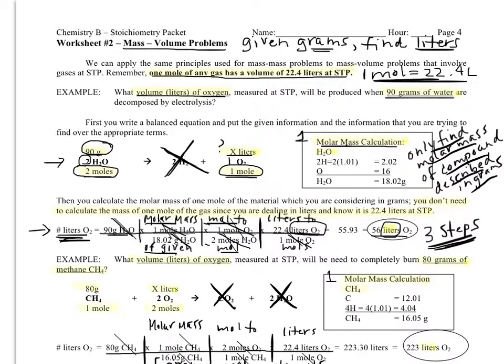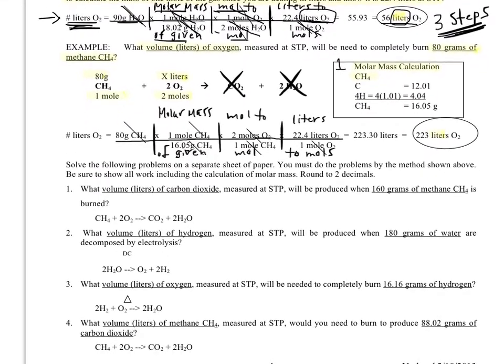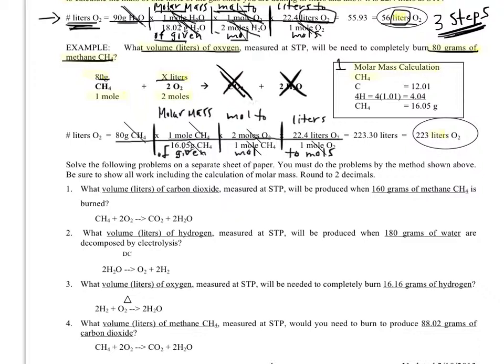All right, we can look at one more example. In this example, we are told that we have 80 grams of methane, CH4, and they want to know the volume in liters of oxygen. In this case, we are given information, 80 grams, about one reactant, and asked how many liters of the other reactant we would need. So we're not dealing with either of the products.